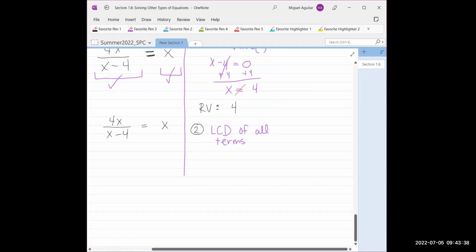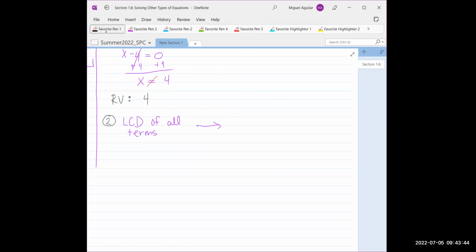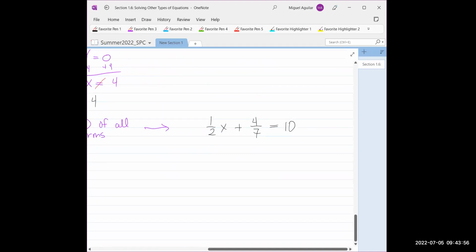So for a moment, let's just ignore this problem for a second and think about something simpler. Imagine that I had 1/2 x plus 4 over 7 equals 10. If I wanted to get rid of my fractions, I could multiply by a number that will help me eliminate these fractions. That number is the least common denominator of all the denominators in this problem. Can anybody tell me what the least common denominator of 1/2 and 4/7 is?